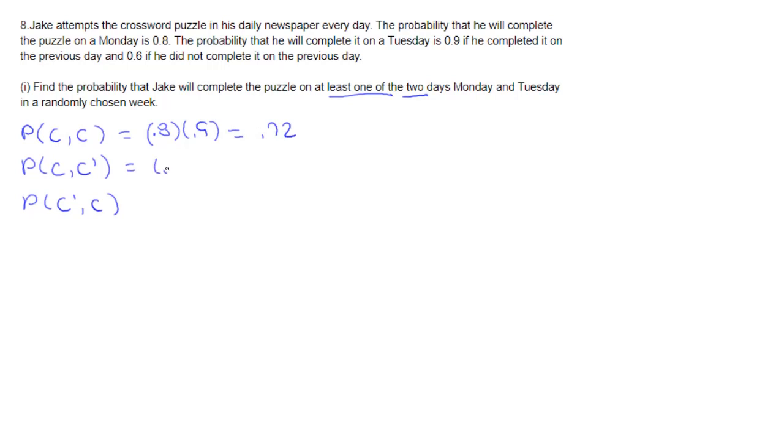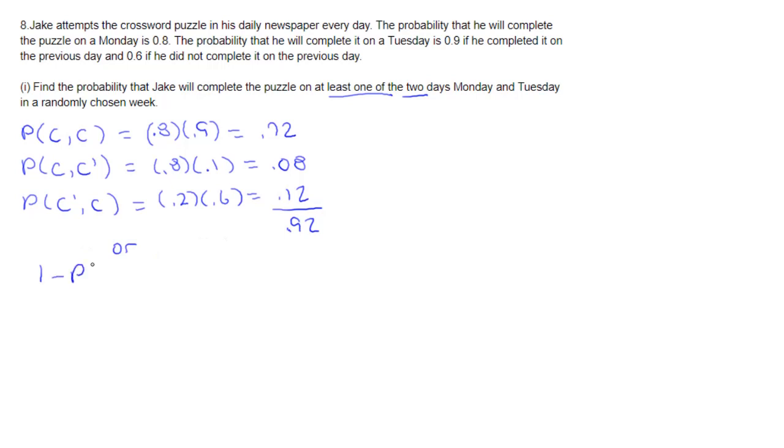That's giving me 0.72. And then complete and then not complete, well, that's going to be 0.8 times 0.1. And then not complete, well, that's 0.2, and then complete's 0.6. And then all I've got to do is add these probabilities together, and I get my answer of 0.92.